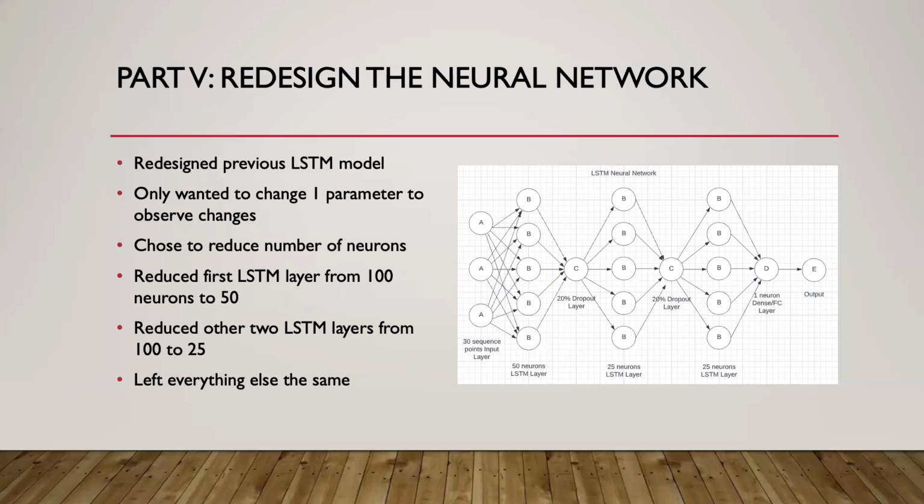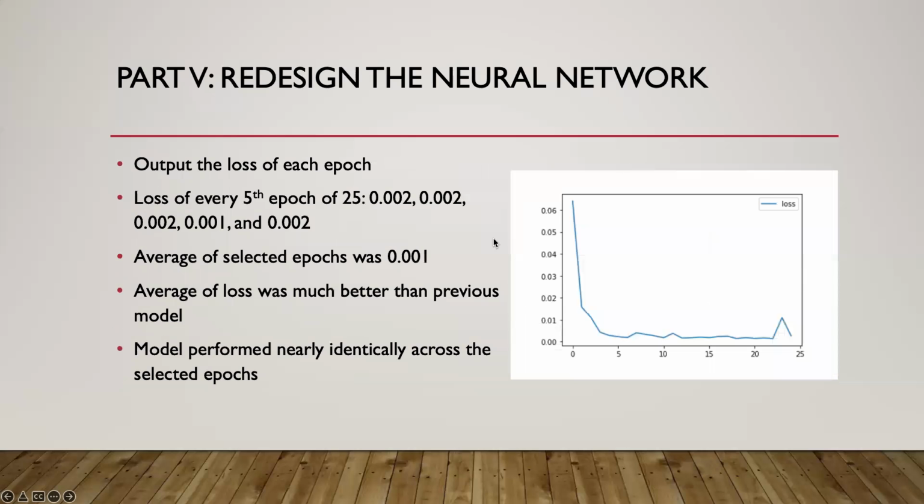So I chose to reduce the number of neurons since I had success with that previously in the sine wave data, simple RNN. I reduced the number of neurons in the first LSTM layer from 100 to 50, and then in the other 2 layers from 100 to 25. So a big reduction in the neurons. I left everything else the same, including the epochs, and ran it again. And as you can see, the loss average was much better in this one, much better losses across the board.